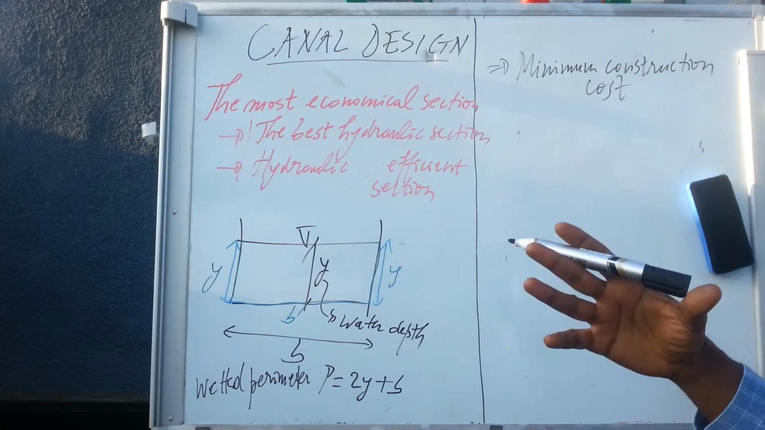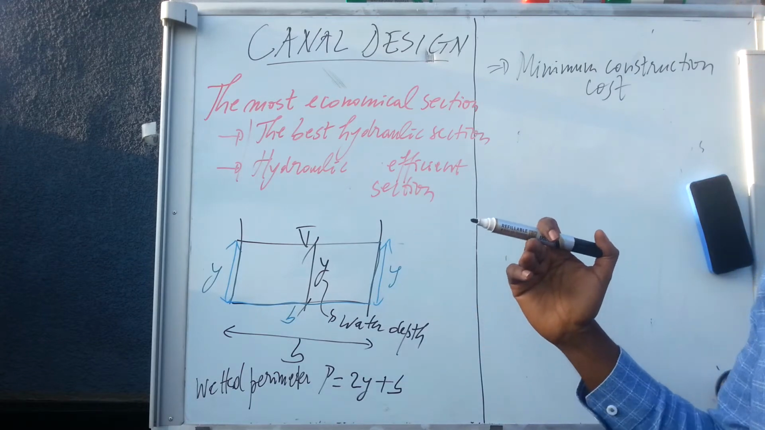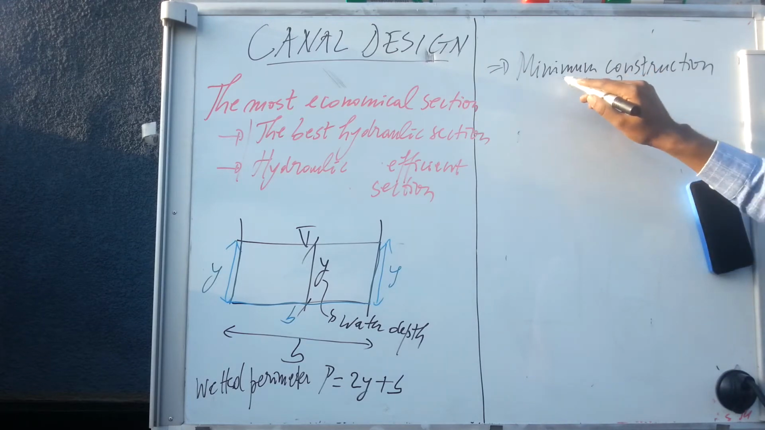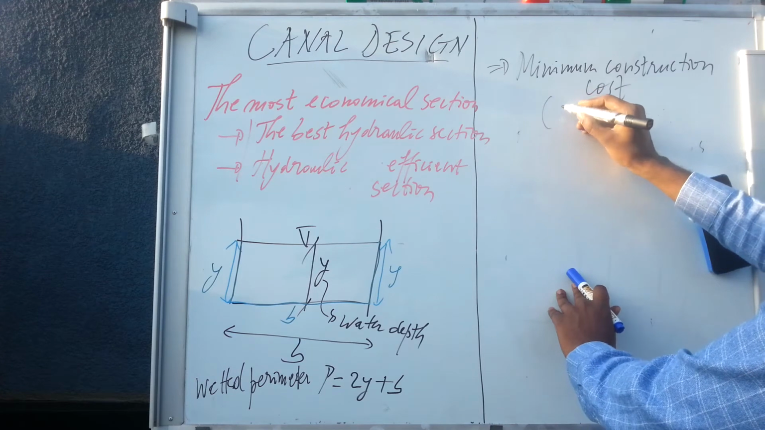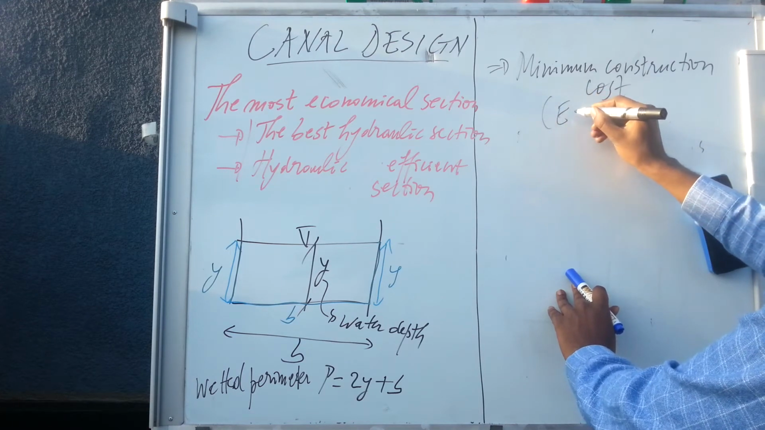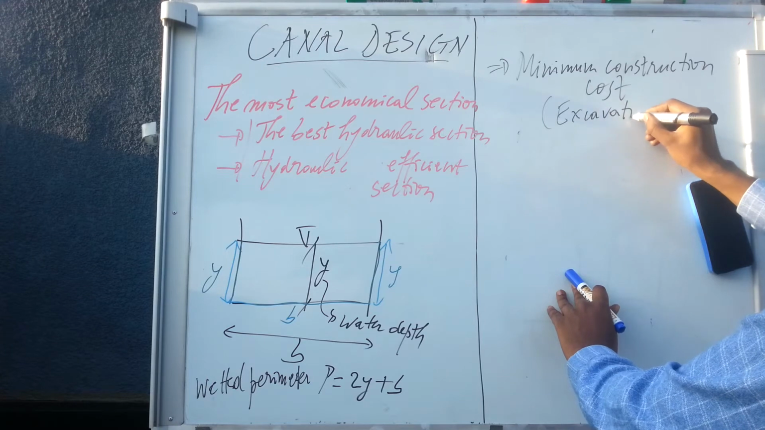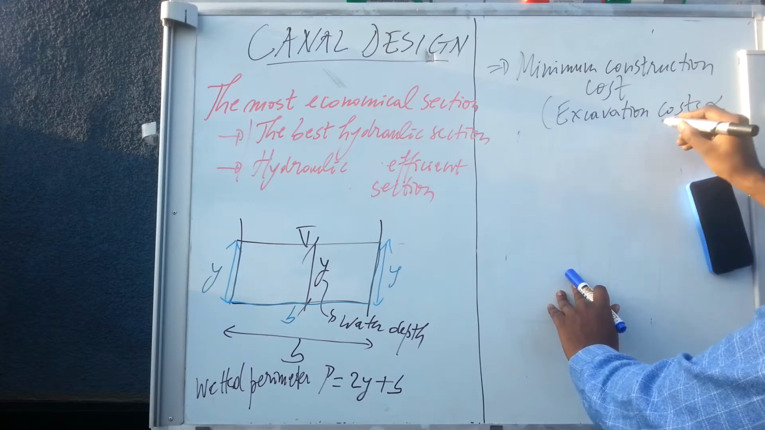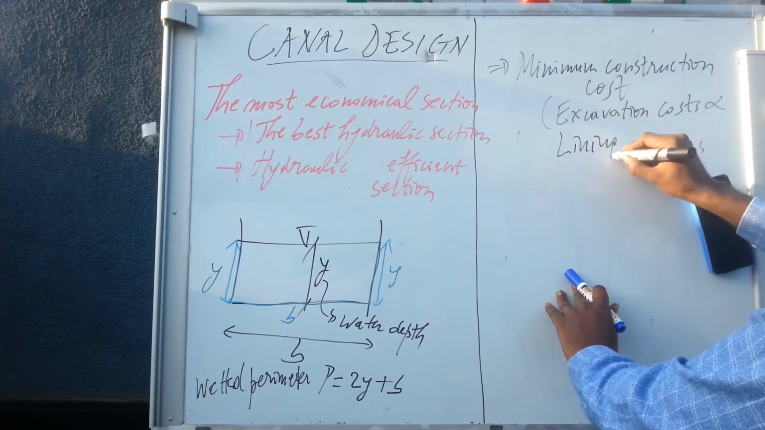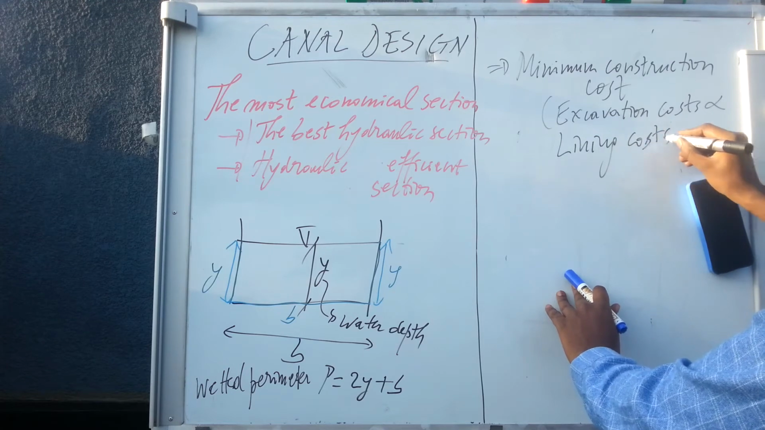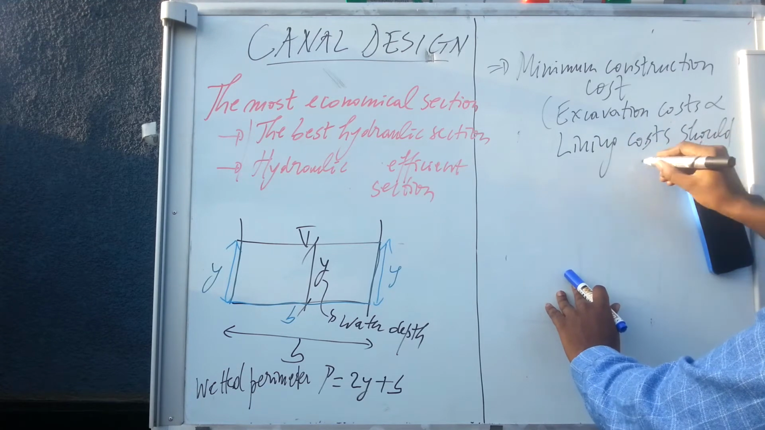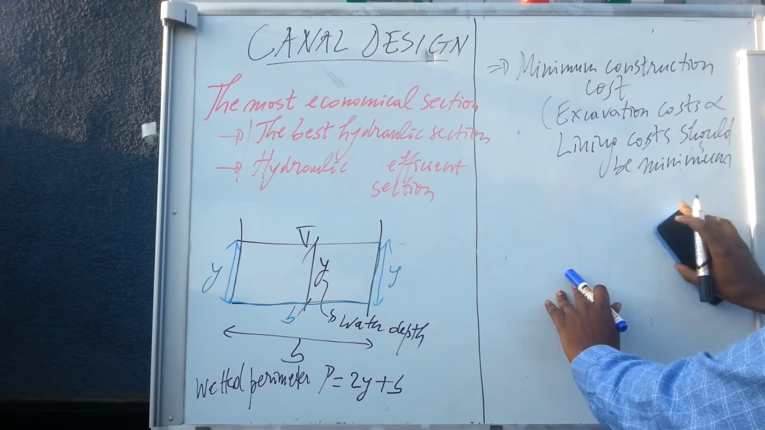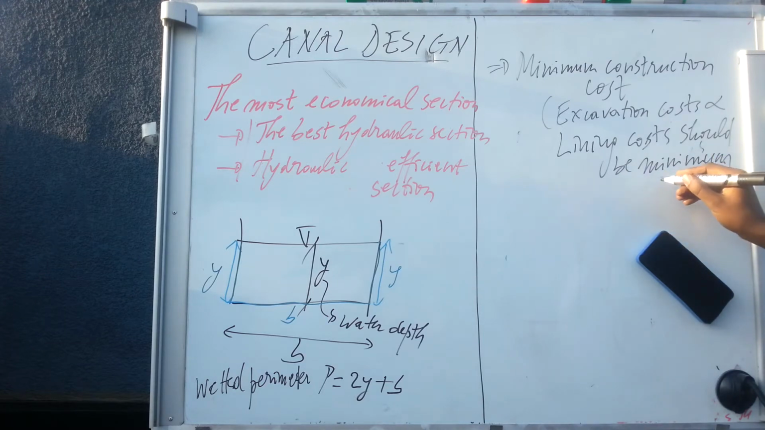So the most economical section of a channel is a channel with minimum construction cost. When we say minimum construction, what do we mean? We mean the excavation cost and the lining cost should be minimum.